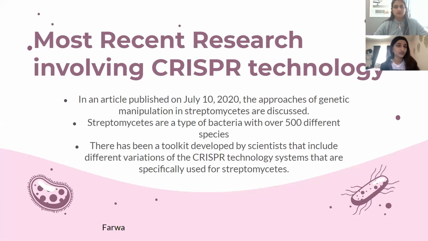And the most recent research involving CRISPR technology is an article published on July 10th of this year, which was only a few days ago. The approaches of genetic manipulation in Streptomyces were discussed. Those are basically a type of bacteria, and they have around 500 different species. A toolkit has been developed by scientists that includes different variations of the CRISPR systems that are specifically used for those bacteria.